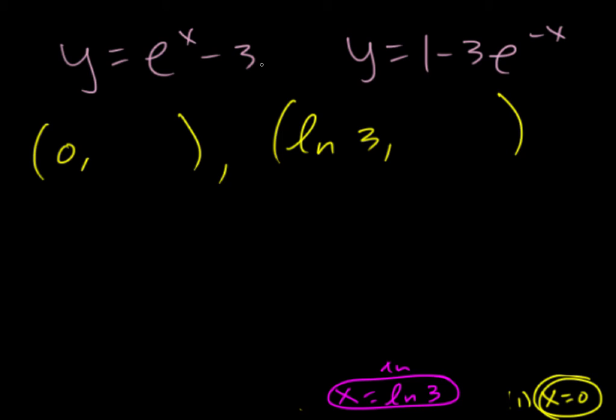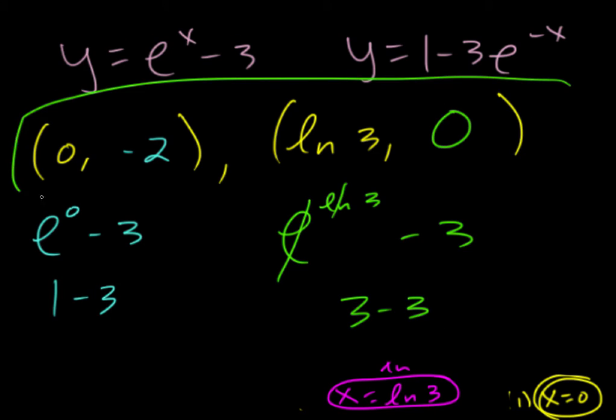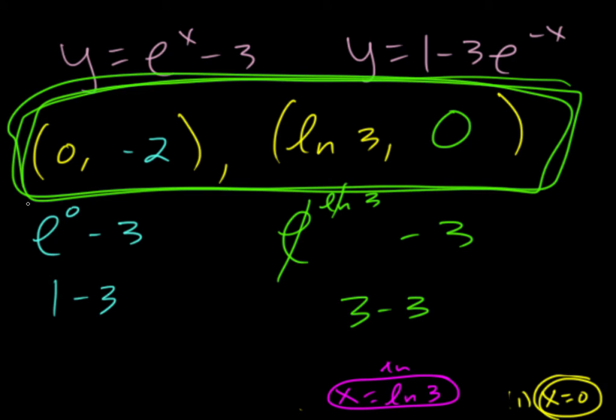So we can choose either equation, doesn't matter. But I'm going to plug in a 0 to this one. I get e to the 0 minus 3. E to the 0 is 1. Minus 3, that gives me a negative 2. If I plug in natural log 3 here, I get e to the natural log of 3. E and natural log cancel, so it's 3 minus 3, which just gives me a 0. And so these are the 2 points that they intersect.